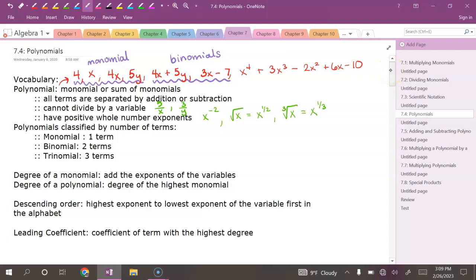That's the order, or the specific way, we want these to be written, where we start with the biggest exponent and then gradually work our way down to the smallest exponents. And then we'll also talk about the leading coefficient.